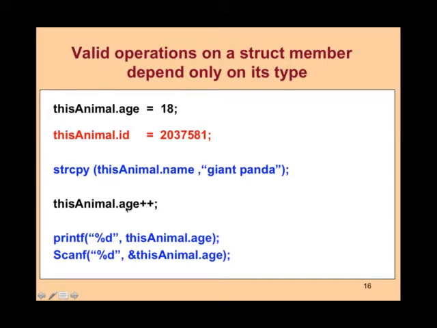And if I say this animal dot age plus plus, that will be fine because this is an integer type. And if I want to print age, then I can do this operation, printf %d, because this animal age is int type. And if I want to store some value in there, I can do this: scanf %d, address of this animal dot age. So the struct instance itself has a memory location, and then each member has its own memory location as well, and you can print them as well.